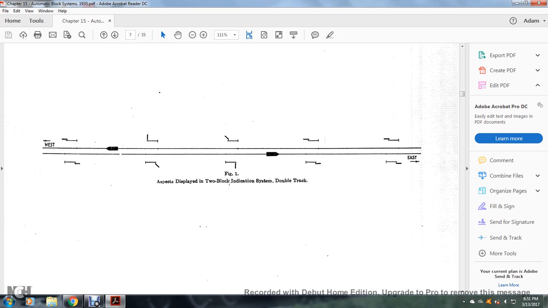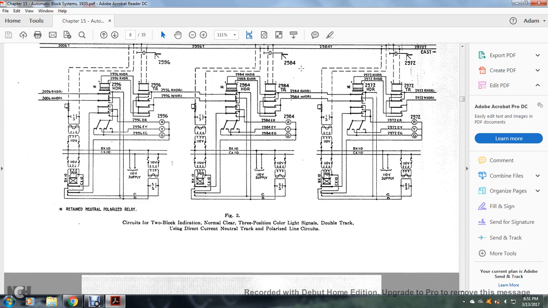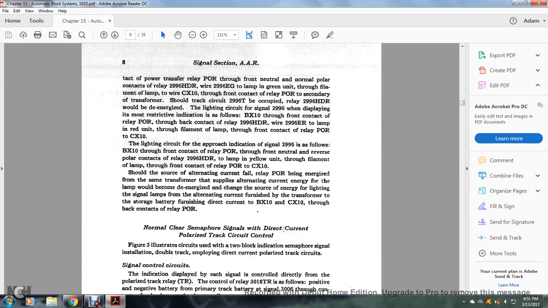This is an aspect of the 2-block indication going east and west, two lines, double track. Figure 2 shows the battery line for the polarized and the relay contacts of the 6 different gates of the 2 different lines. Circuit of the 2-block indication normal clear 3-position color light signal, double track, using direct current neutral polarized line circuits.